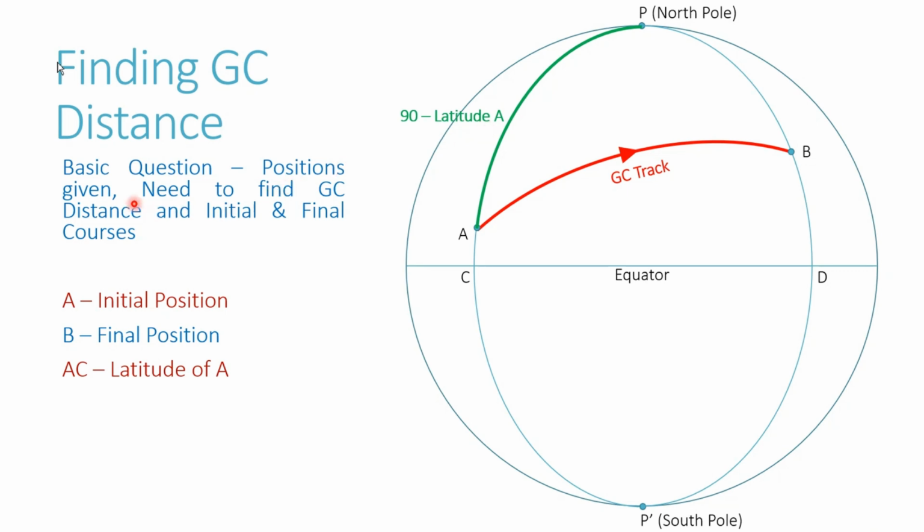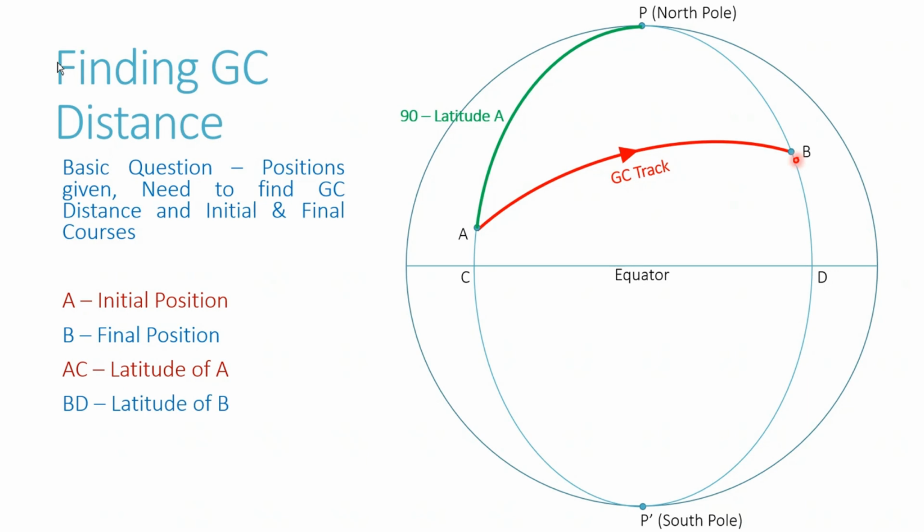So in this question, the latitude and longitude of both the positions are given to us. So calculating 90 minus latitude of A gives us the dimension of the side Papa Alpha, that is the green color side of this particular triangle PAB.